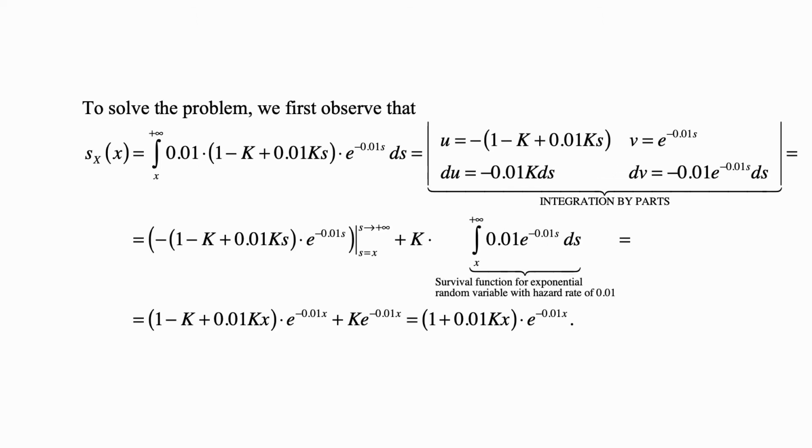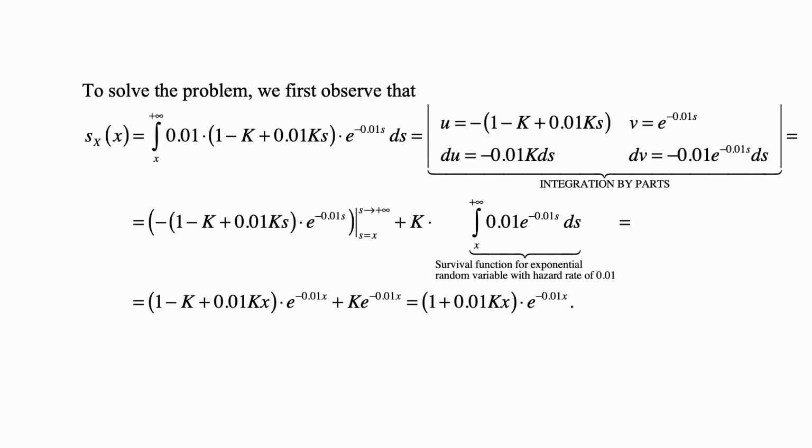Well then, if we have a difficult problem involving expected value, the solution is always to try to use the Darth Vader rule. So we calculate the survival function of X. That's the integral from x to plus infinity of 0.01 times the quantity 1 minus k plus 0.01 ks, times e to the minus 0.01 s ds. Now I changed the variable to s because we're using x as the lower point in the integral calculation. And we use integration by parts in this expression.